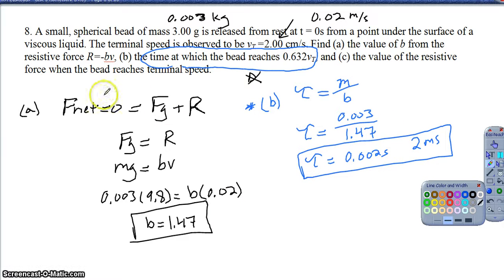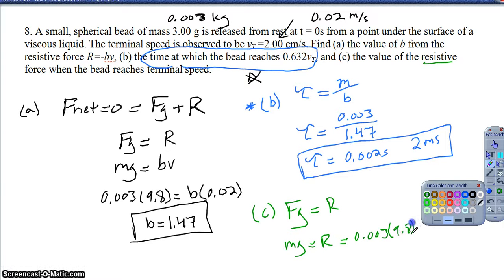Part C, the value of the resistive force when the bead reaches its terminal speed. Well, part C again is really just a concept question. If I want to find the value of the resistive force when it reaches its terminal speed, I know that the resistive force and the gravitational force need to be equal and opposite. So if I want to find the magnitude of the resistive force, I simply need to know the magnitude of gravity, right? So I could either use B and the terminal velocity, or I could just use R equals mass times gravity, because I know all of those measurements.